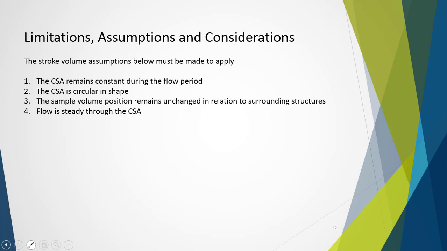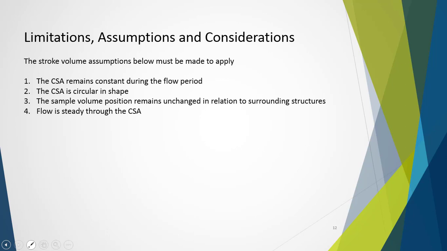cylinder. So for this to occur, we have the assumptions that the cross-sectional area remains constant during the period of flow, the cross-sectional area is circular in shape, the sample volume remains unchanged in relation to the surrounding structures, and the flow is steady through the cross-sectional area.